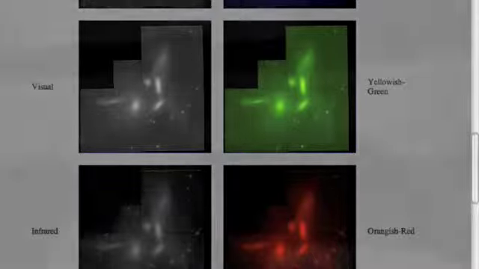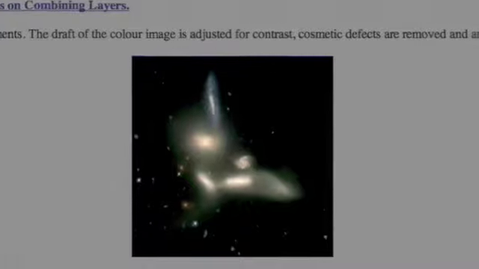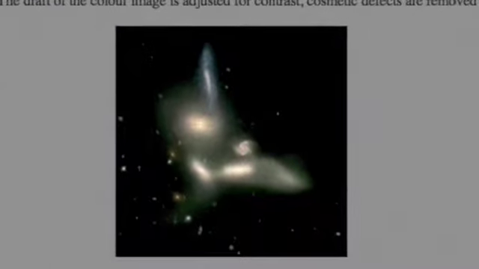Stage 3, we combine those down here into an image. And it's still not perfect. We have to do some cosmetic work, removing chip seams, and adjust the colors, rotate and crop until we get our final image. Okay, so those are the stages we're going to go through. First, we're going to start right now with the black and white imaging.